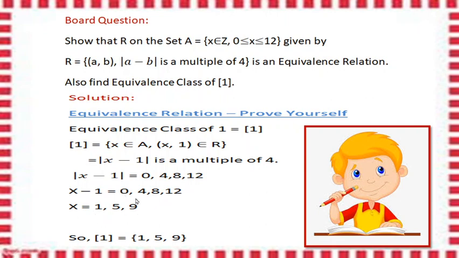0 plus 1, 1. 4 plus 1, 5. 8 plus 1, 9. And 12 plus 1, 13, which is not there in our set. And the definition says that all those x which belong to set A. So it means the equivalence class of 1 is 1, 5 and 9.